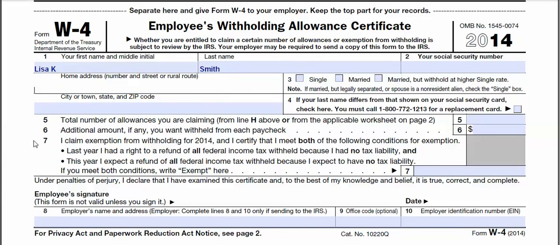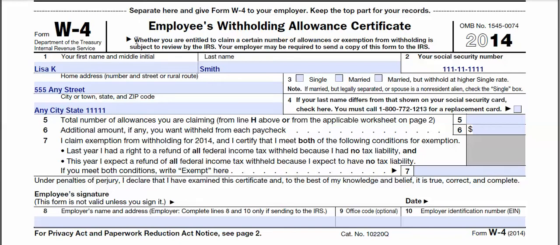Next, it'll ask you for your home address. So I'm just going to make up a home address, any street and any city in any state, and then you want to make sure that you always put your zip code. Next, it's going to ask you for your social security number, so make sure you list it, of course, legibly.